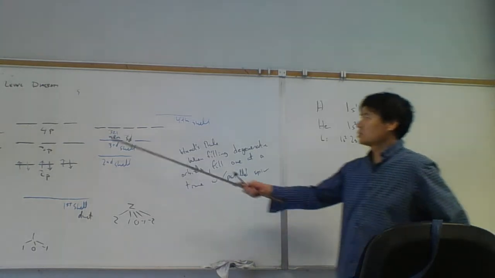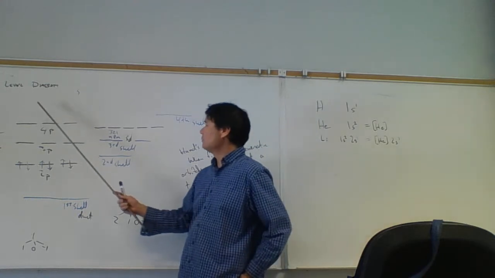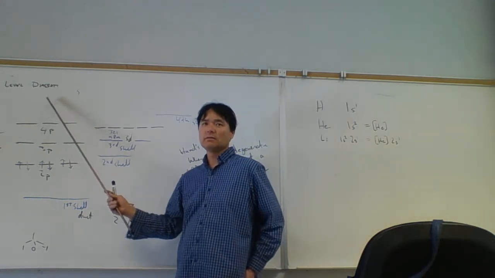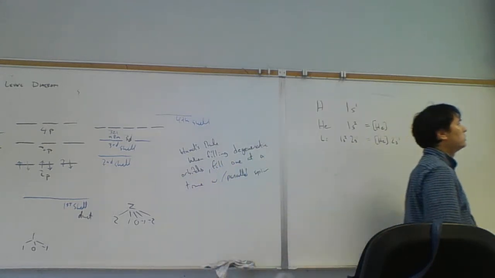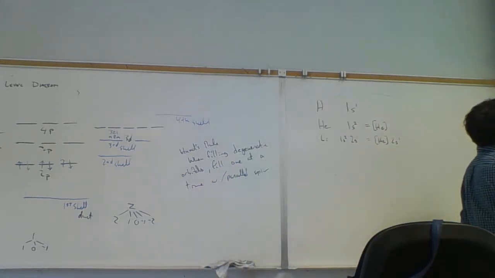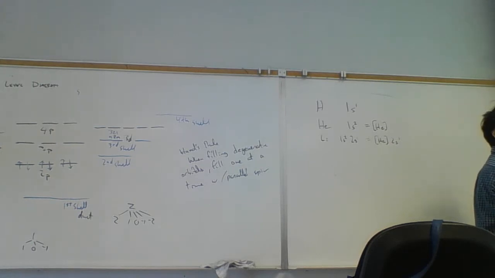I didn't draw the next shell, but you can tell me what the fifth shell consists of. The fifth shell would consist of 1, 2, 3, 4, 5. This is the fifth shell here. What orbitals will the fifth shell consist of? It will consist of 5s, 4d, and 5p. That's the entire fifth shell right there.